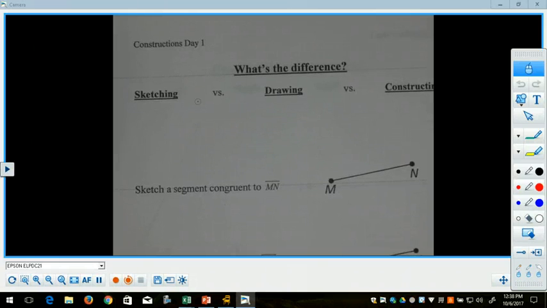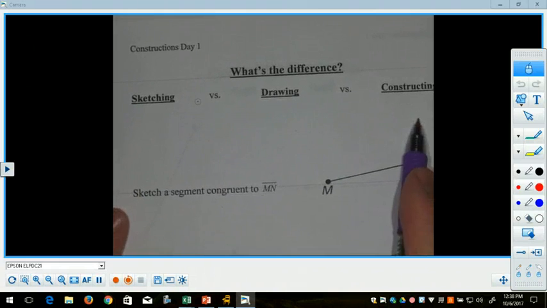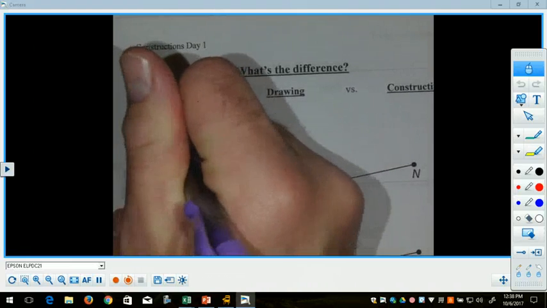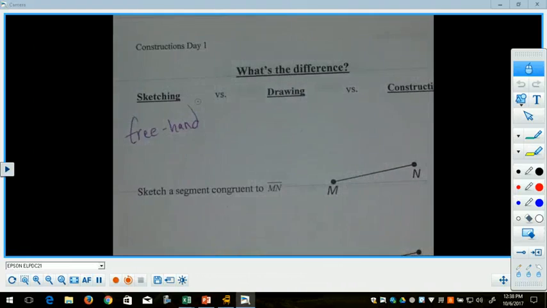What is the difference between sketching, drawing, and constructing? Sketching is doing it by freehand, kind of just eyeballing it and sketching it with your hand without the use of any tools other than your hand and a writing utensil.